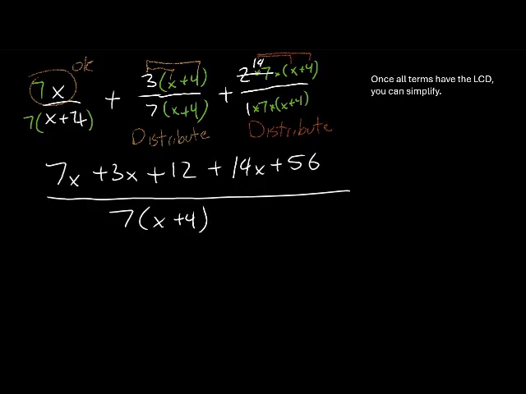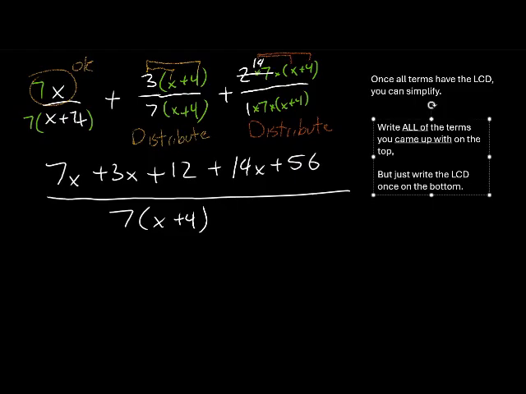Notice that we only write the denominator once underneath all of our simplified terms. So we're putting all of the terms we came up with on the top, and on the bottom we just write the LCD. So it's important to realize we are not adding together 7 times x plus 4 multiple times. We're only writing it one time. This is because we've already done all the work we need to with the denominator. Now we just deal with whatever is on top.